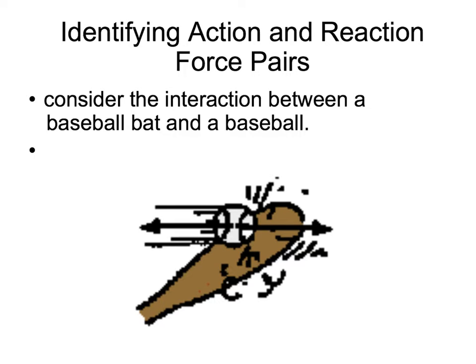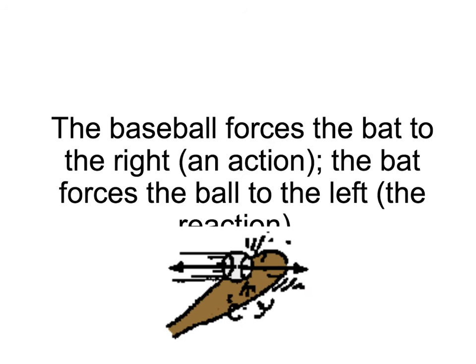All right, identifying action-reaction pairs. Consider the interaction between a baseball bat and a baseball. So we have them hitting each other. The ball hits the bat, and the bat also hits the ball. So, the baseball forces the bat to the right, an action, and the bat forces the baseball to the left, the reaction. Or I could have switched it around, it doesn't matter.